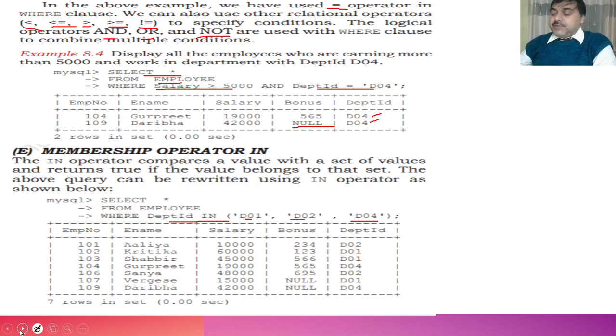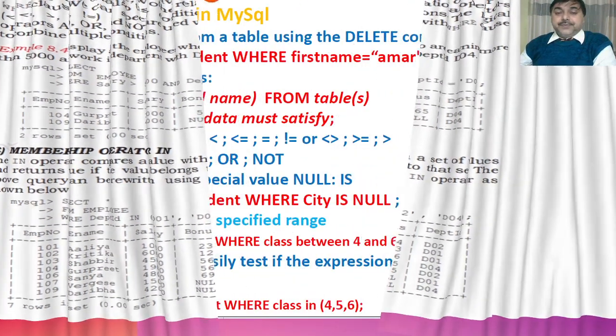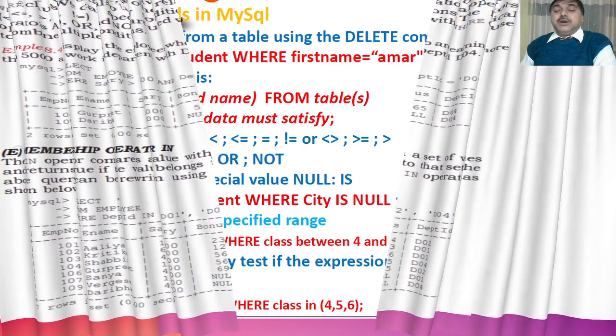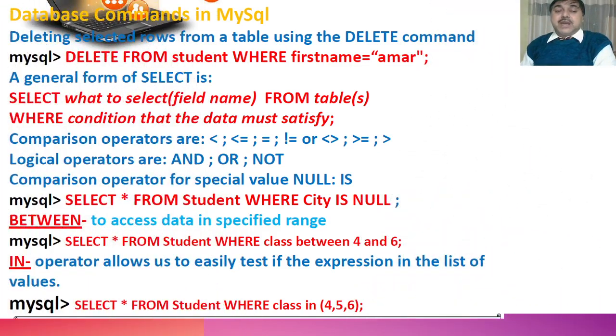This is how you can use the membership operator. Based on this, I have done one summary. For deleting, what will you do? Delete from student where first name equals Amar, isn't it? Next, for select, you need to specify what to select, from where to select, and what is the condition.